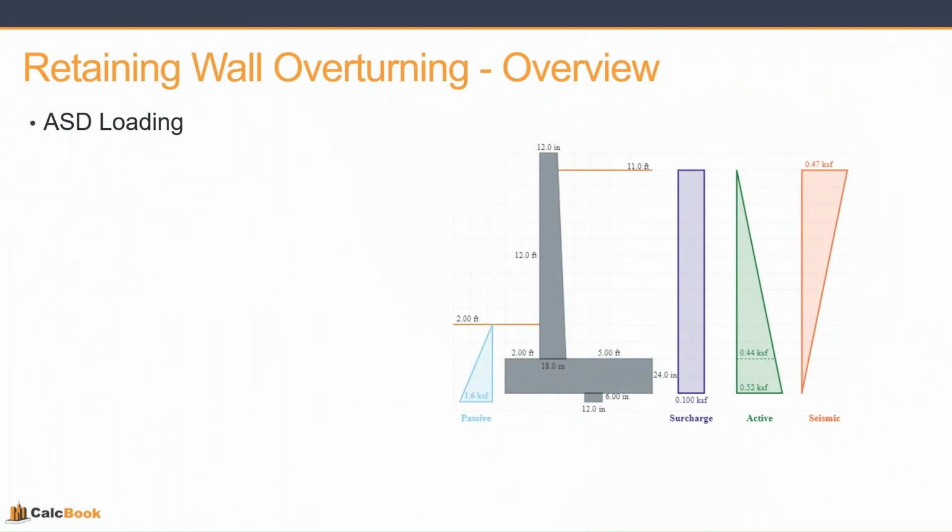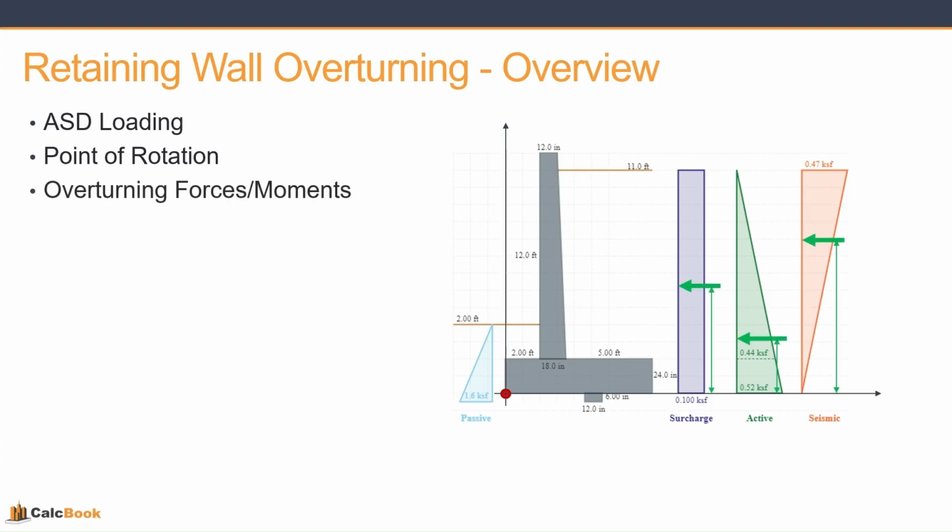Wall overturning. So, quick recap, right? We are going to be using allowable stress design or ASD loading for our stability of the wall in overturning. So the first thing we're going to do is pick our point of rotation, right? For us, that's going to be in that lower left corner of the foundation. That's going to be the point at which this foundation wants to tip over to the left.